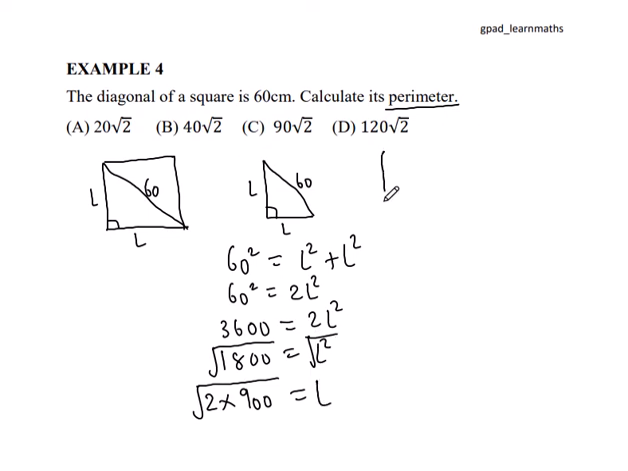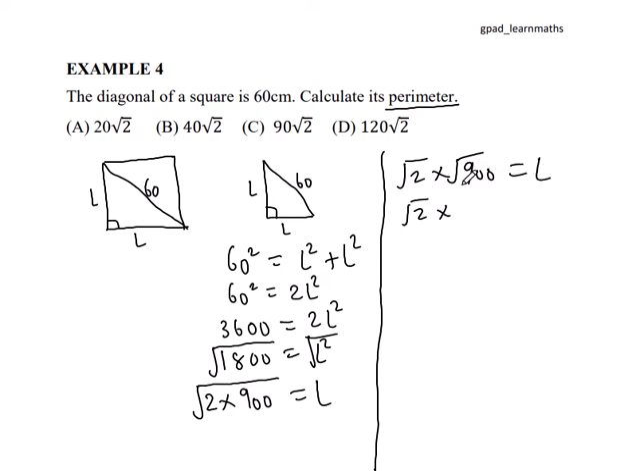So this again is root 2 times root 900, and this is equal to L. Root 900 is 30. So the length is equal to 30 root 2. Now I had to do 2 and 900 because 900 is a perfect square, and the square root of 900 is 30.